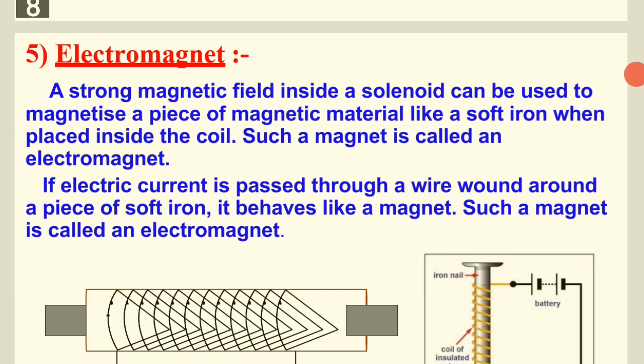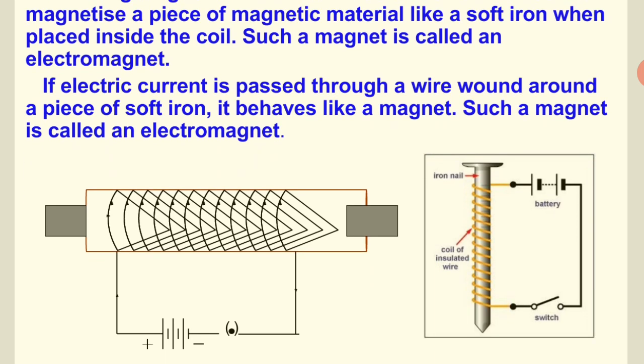What are electromagnets? A strong magnetic field inside a solenoid is used to magnetize a piece of magnetic material like soft iron when it is placed inside the coil. Such a magnet is called an electromagnet. Why has the name been given? Because as long as we allow the current to flow through the solenoid, this iron piece, as you can see in the figure, the iron nail we have taken, will behave like an electromagnet.